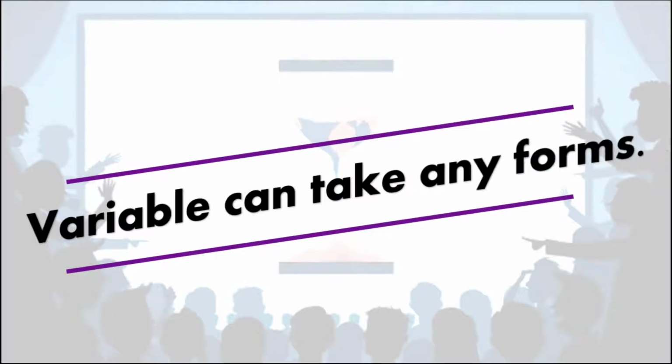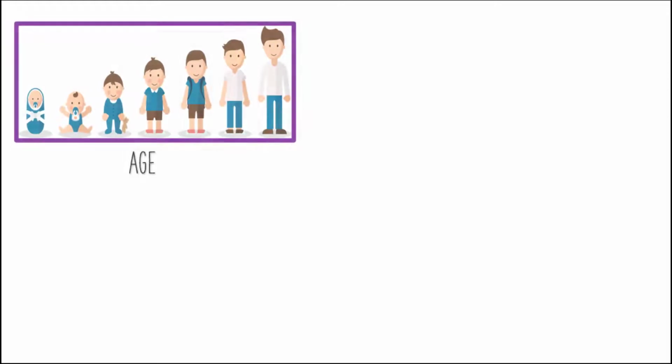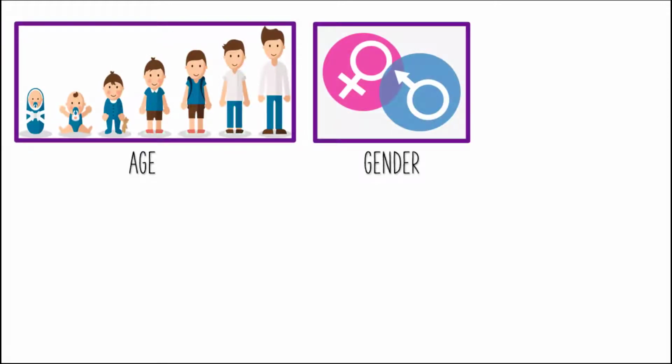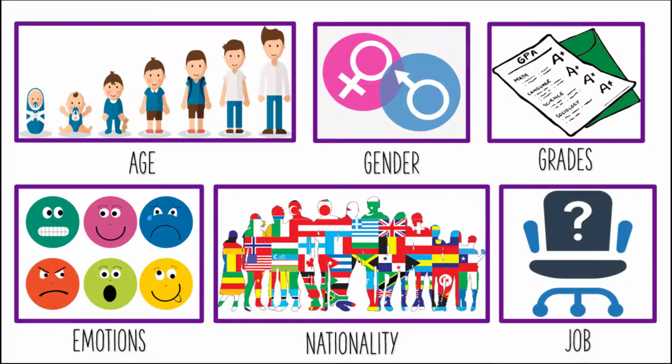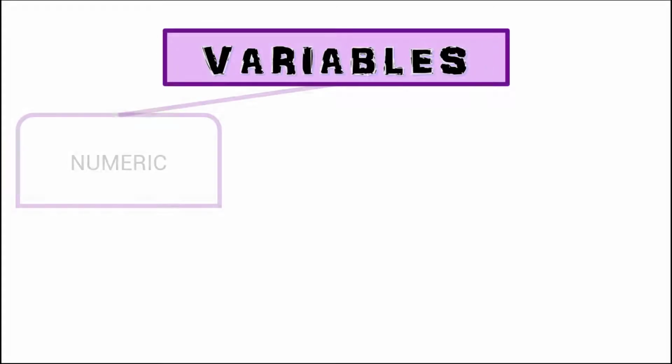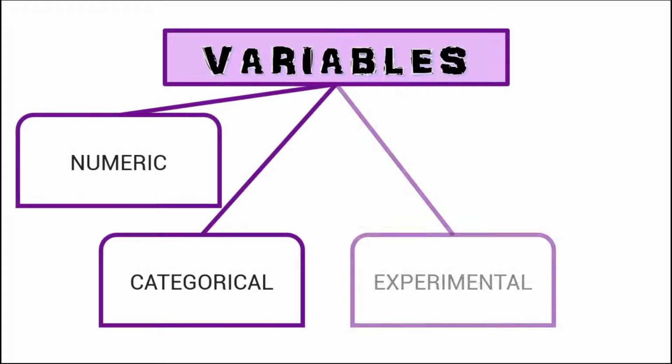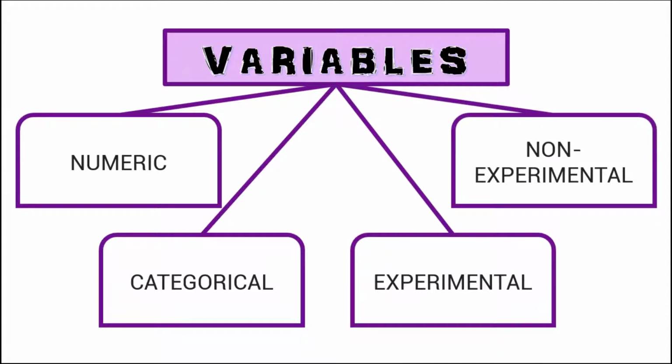Remember that a variable can take any form. It could be anything around you. As a researcher, the variables of the study depend on your choice. It could be age, gender, grades, emotions, nationality, or your career or job. However, due to the complexity of variables, they were later subdivided into 4 types. These are numeric, categorical, experimental, and non-experimental. Now let us delve into each of these subtypes.